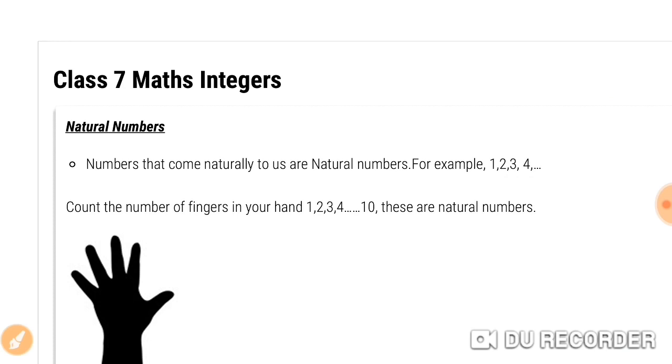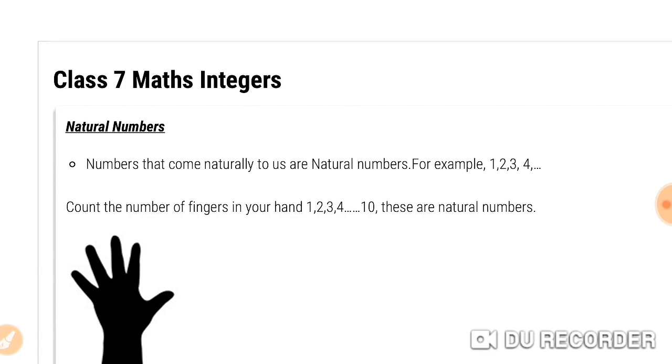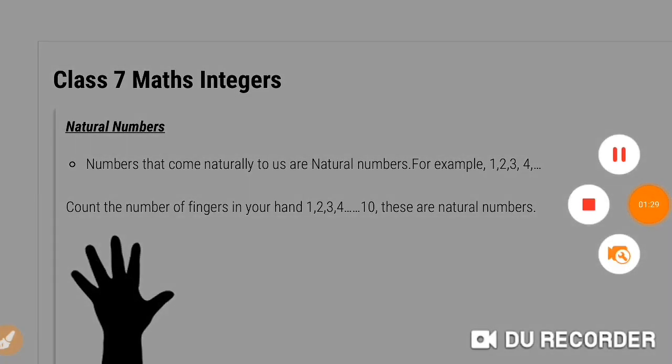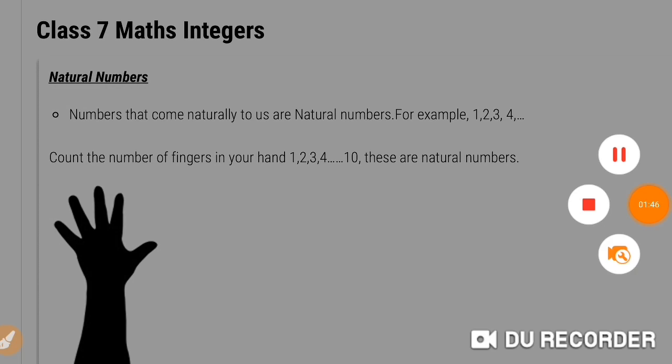We use these numbers to add, subtract, multiply and divide from the beginning at the primary school. We have studied from the beginning 1 to 10 and so on. Then what exists before 1? Is there any number before 1? Yes, there is. That is nothing but 0.